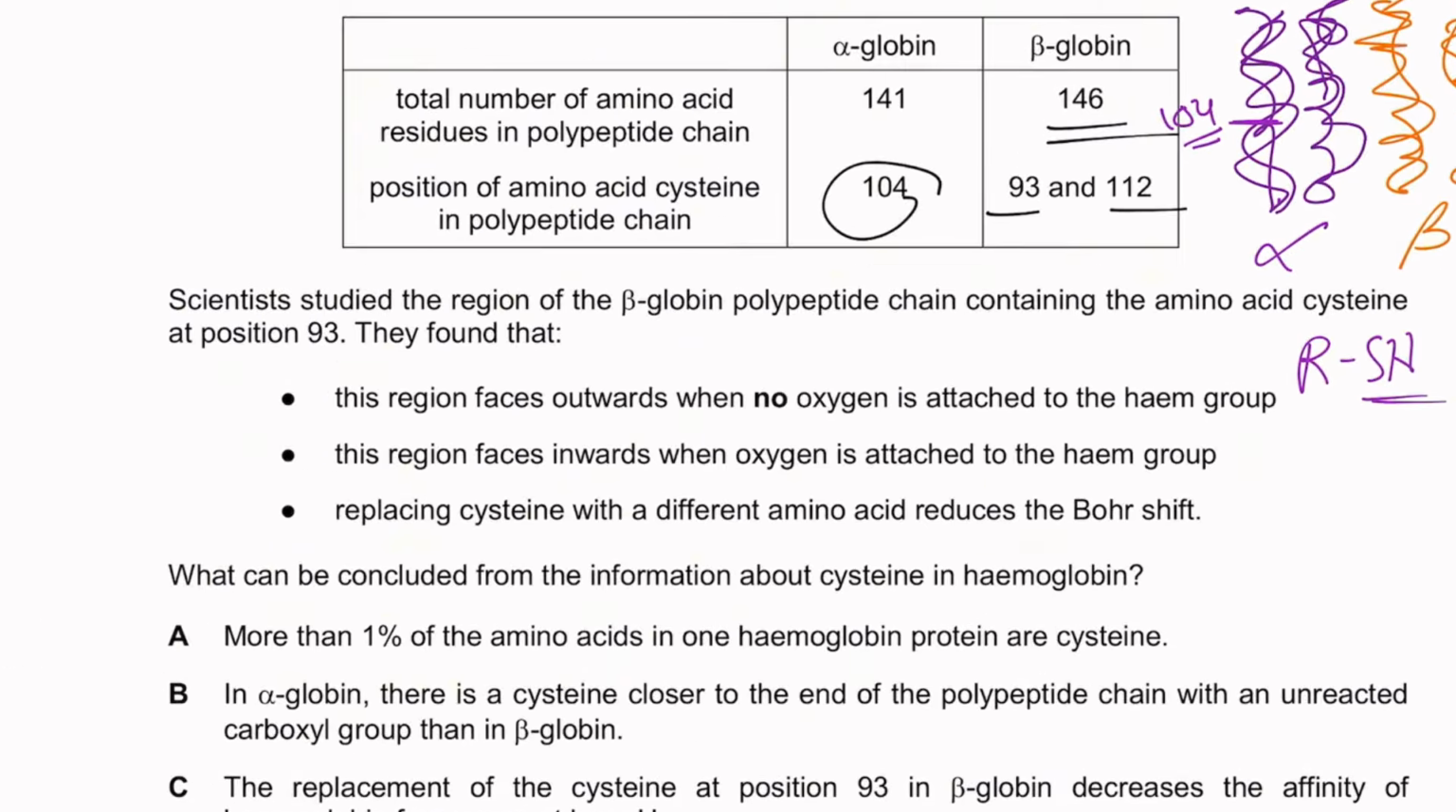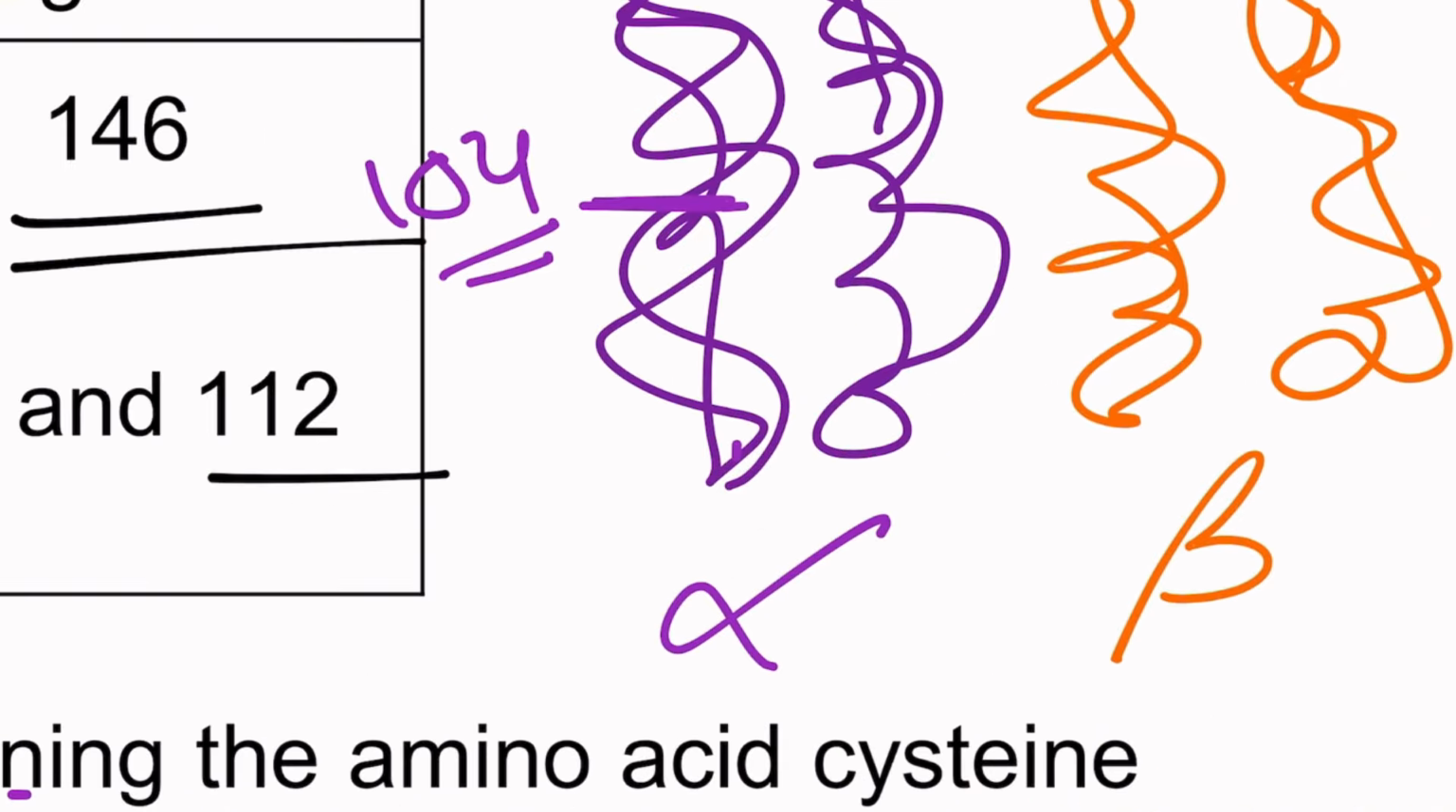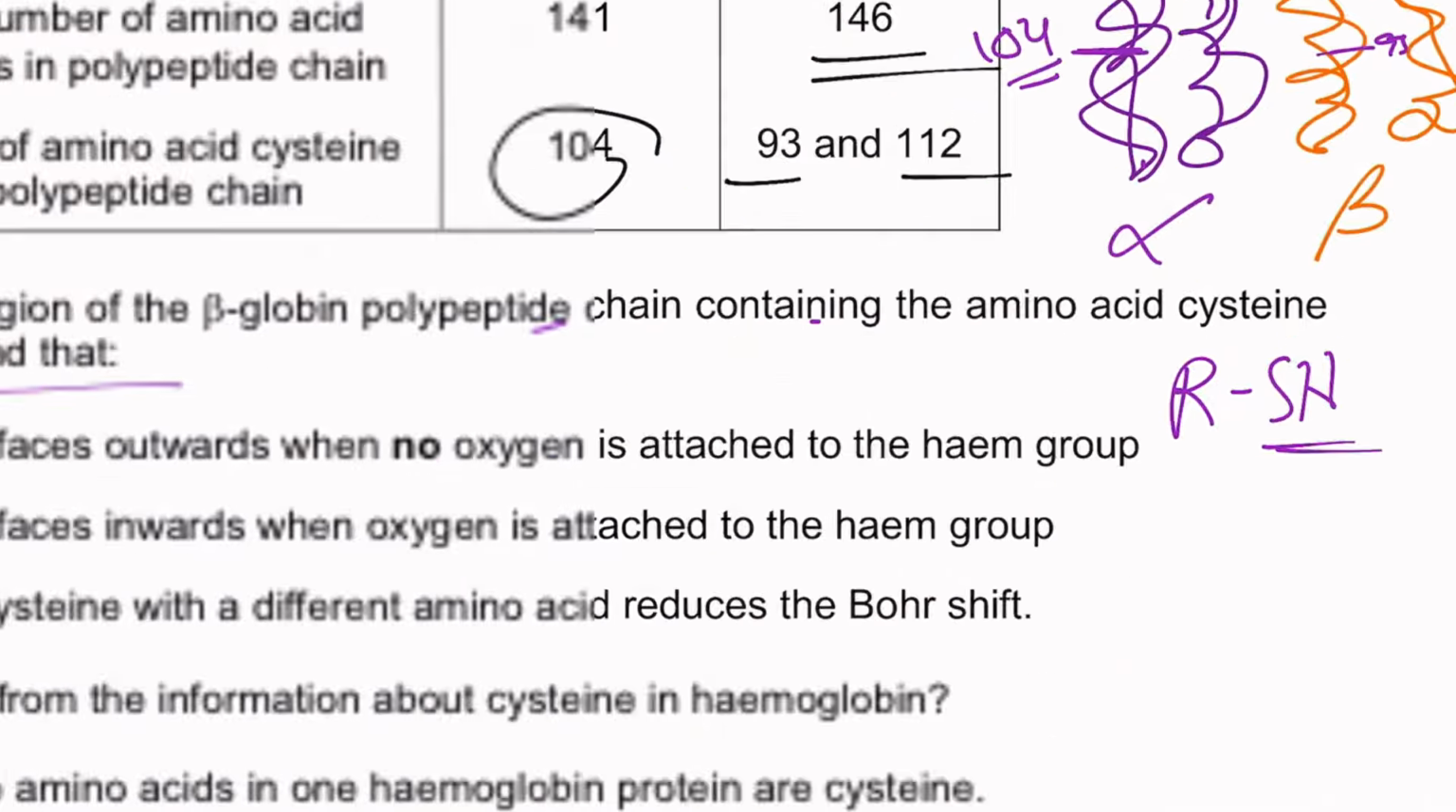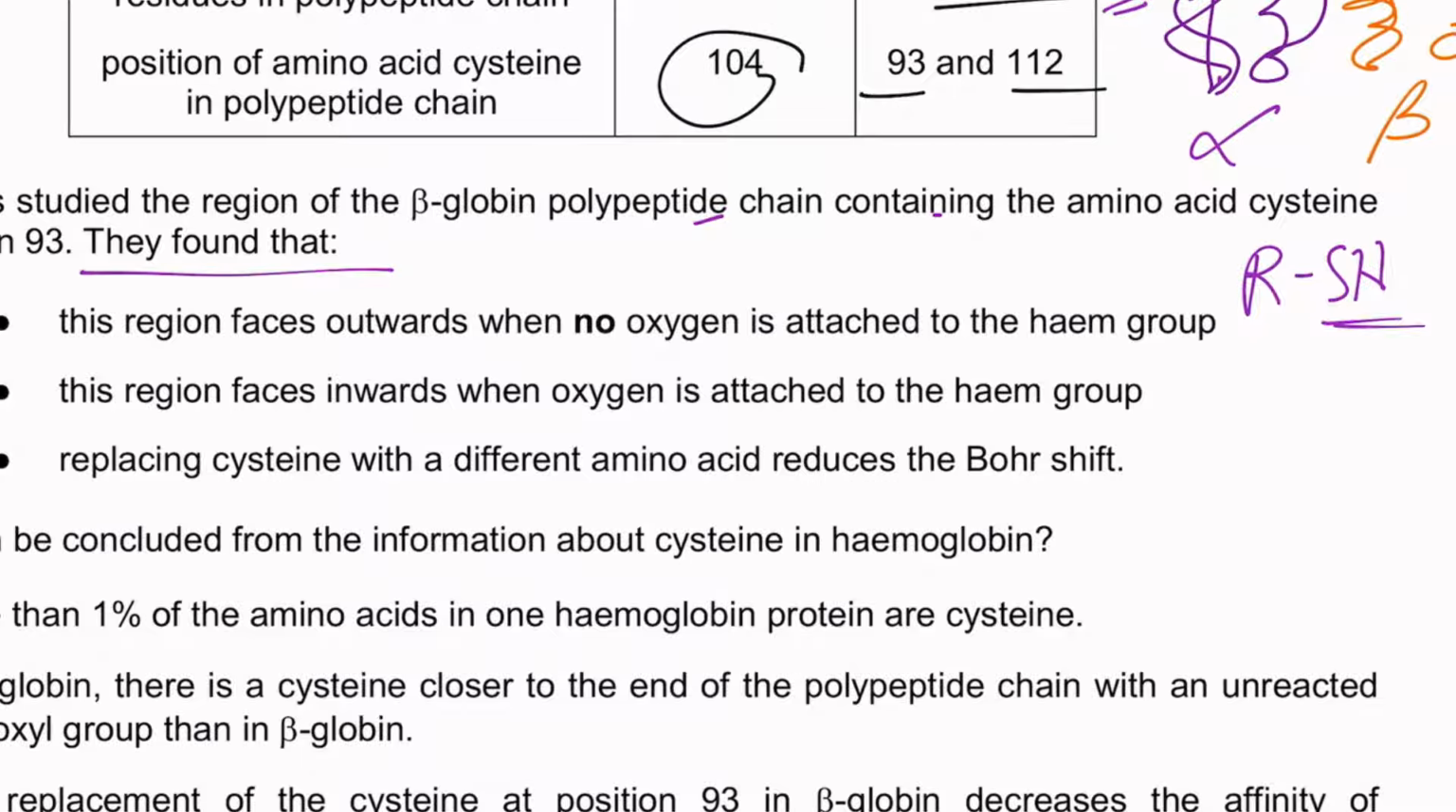Okay. Let's see what they're looking for in this question. Scientists studied the region of the beta-globin polypeptide chain containing the amino acid cysteine at position 93. They found that the region faces outwards with no oxygen attached to the heme group. So when no oxygen is attached to the heme group, this position 93, it's facing outwards. I think once oxygen attaches to the heme group, it's a bit shifted, yes? So the region faces inwards when oxygen is attached to the heme group.